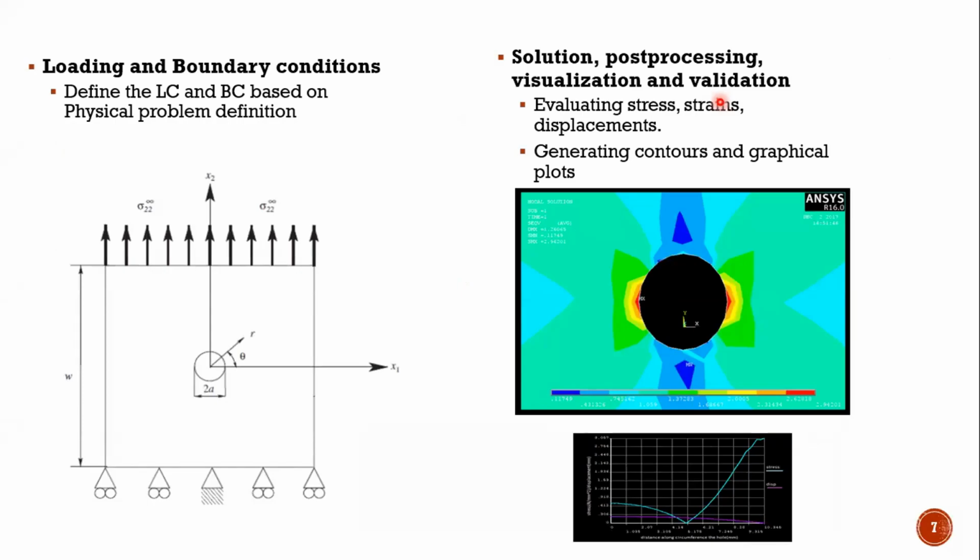Then comes our loading and boundary conditions. In this particular problem, we are going for uniaxial tension. So we are going to give a tensile load on this particular end, and we're going to fix this end, and there is a hole at the center. These are based on whatever physical problem you have defined. Based on that, you define your loading conditions and boundary conditions, and you can give these values to the model.